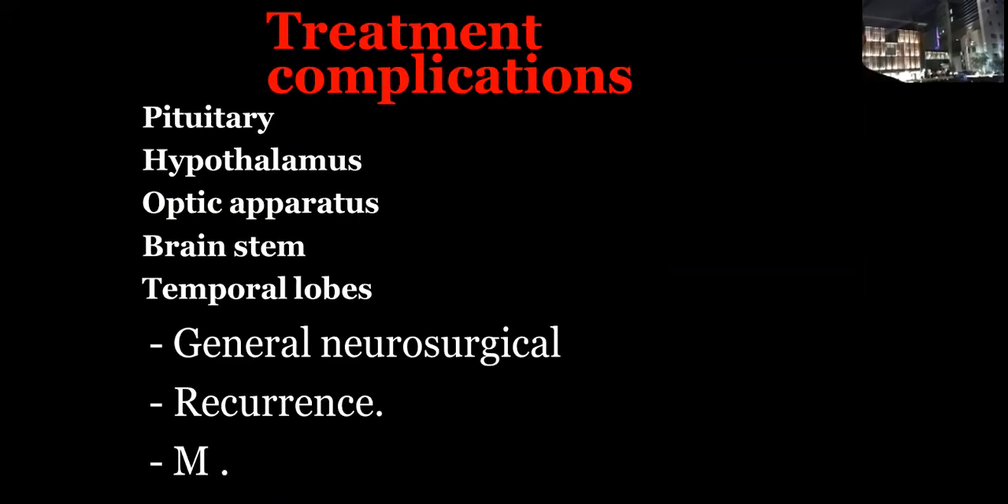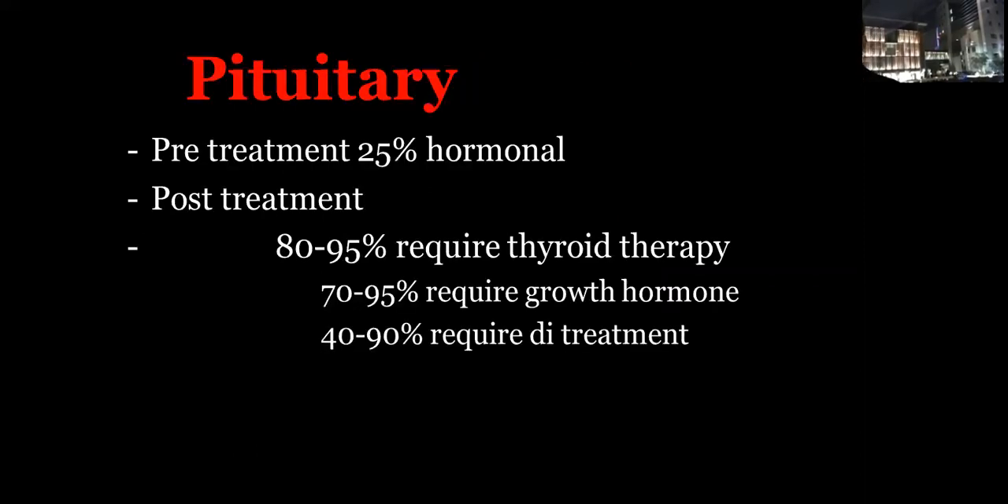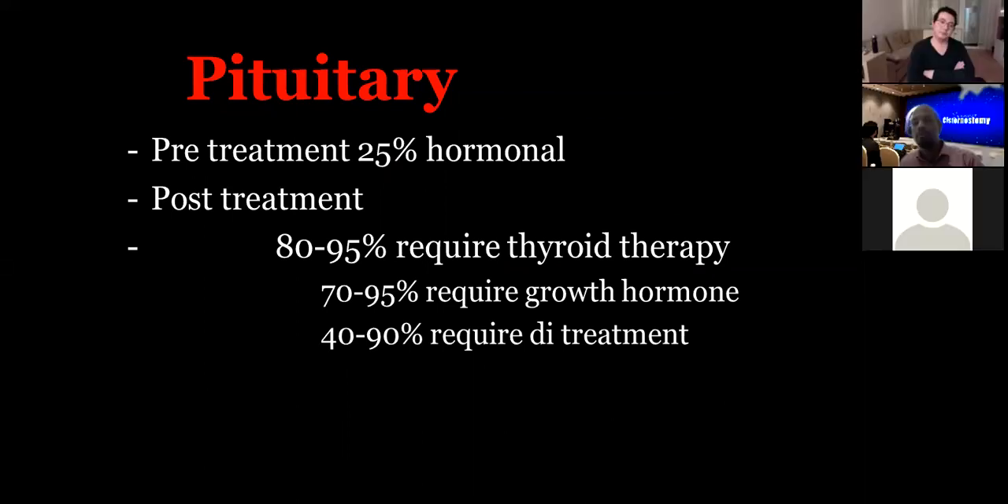So what are the complications that we see due to the treatment? It can affect any of the structures in the area of the tumor, especially the pituitary. Look at this. Before any treatment, by surgery or others, 25% have some hormonal disturbance. And post-treatment, a good number of them will need thyroid, they will need growth hormone, and they will need treatment for the eye. Don't be fooled. You have to treat them. Once they reach you with hormonal imbalance, they are not going to recover.